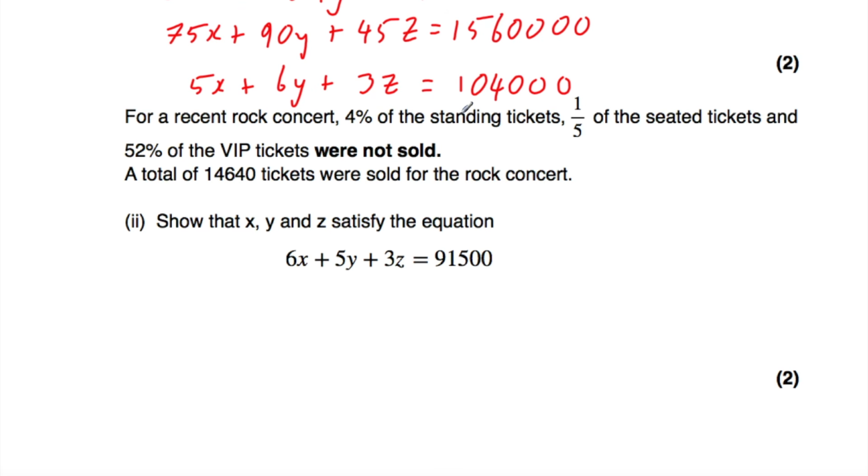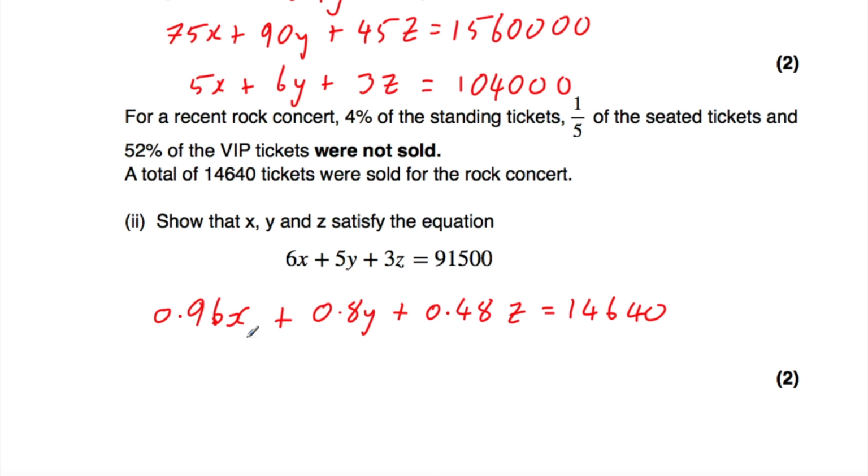Okay, so we want to find out how many tickets were sold. So 4% of the standing tickets were not sold. That means that 96% were sold. And to work out 96% of x, we're going to do 0.96x. Because 4% were not sold, so 96% were sold. So that's 96% of x. Plus, then we're told 1/5 of the seated tickets were not sold. That means that 4/5 were sold. So there's going to be 4/5 of y, or 0.8y, just changing it to a decimal. 4/5 as a decimal is 0.8y. And then 52% of the VIP tickets were not sold. That means that 48% were. And if we do 48% of z, that'll be 0.48z. And that equals 14,640.